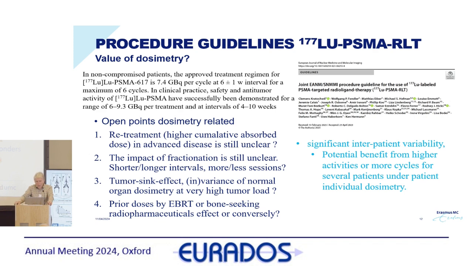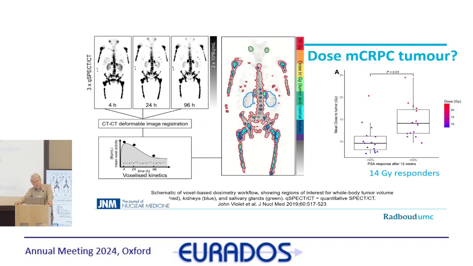And also a problem is in dosimetry. So consider a typical end-stage prostate cancer patient with multiple metastases at all time points. We can do the dosimetry, but what tumor do we select?